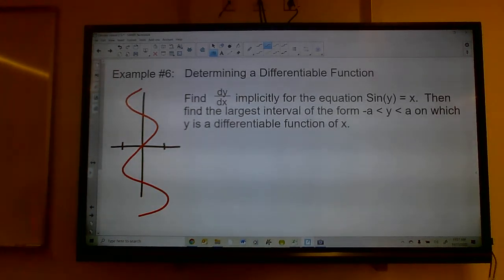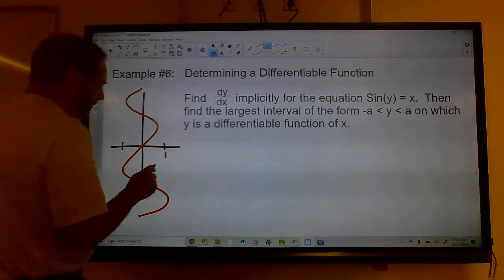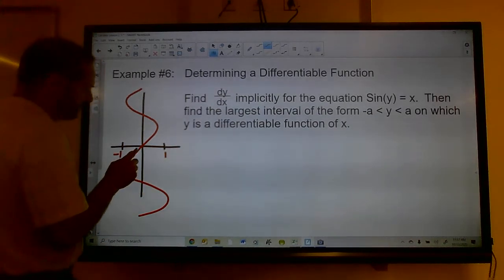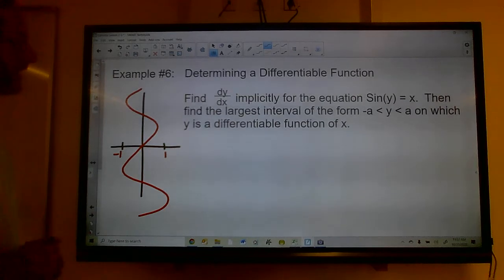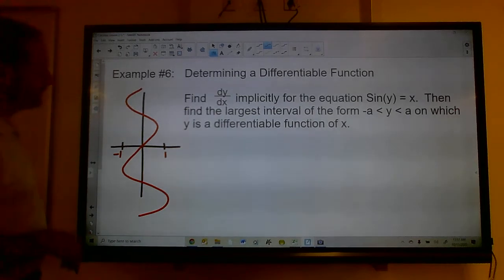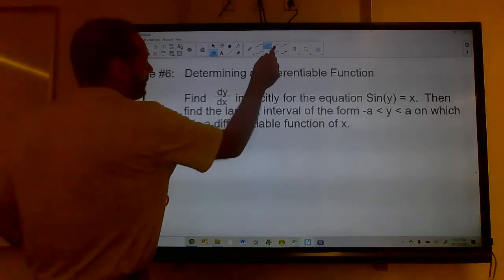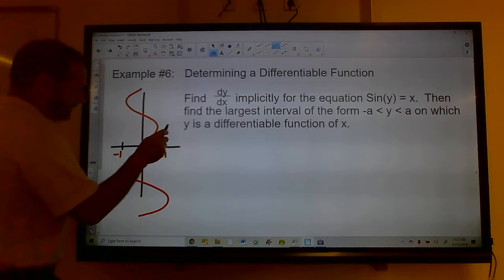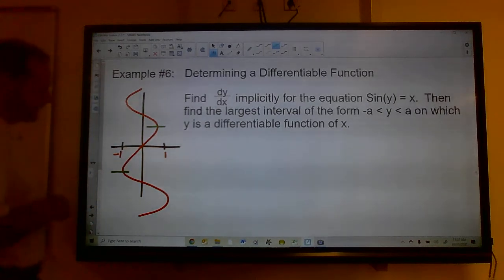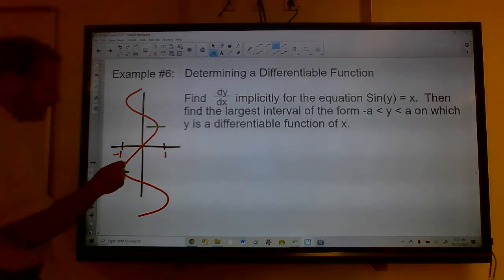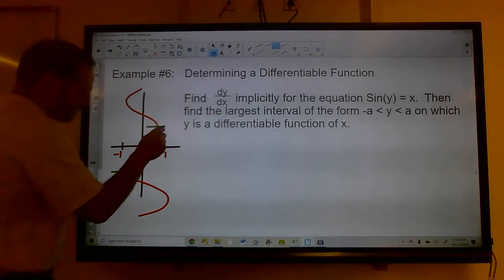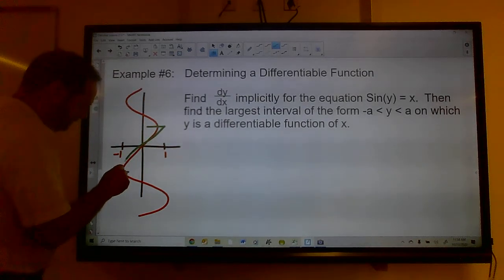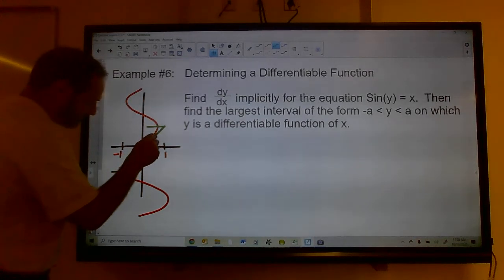It just goes on forever. This is the point 1, this is the point negative 1. And if we're looking at negative a, positive a, where it's continuous and differentiable, we're looking to cut this thing off right here and just look at, this should actually come out to here. We just want to look at this part of the equation.